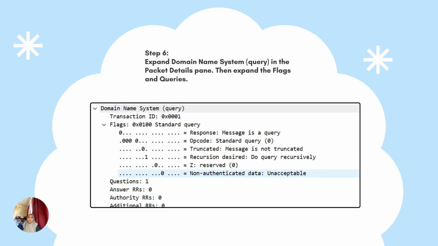Next, we expand the Domain Name System query section in Wireshark to explain the flags and queries. By analyzing the flags, we observe any critical indicators, such as whether the query is a standard query or if there are any flags related to DNS anomalies or potential attacks.